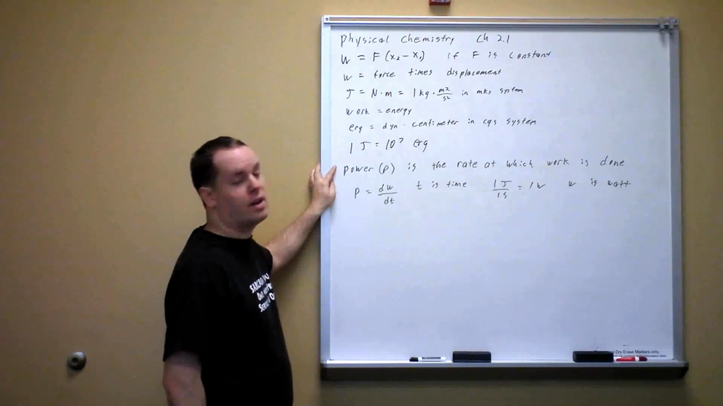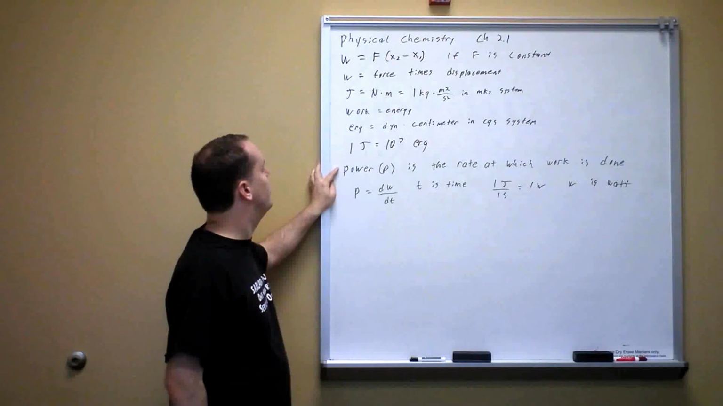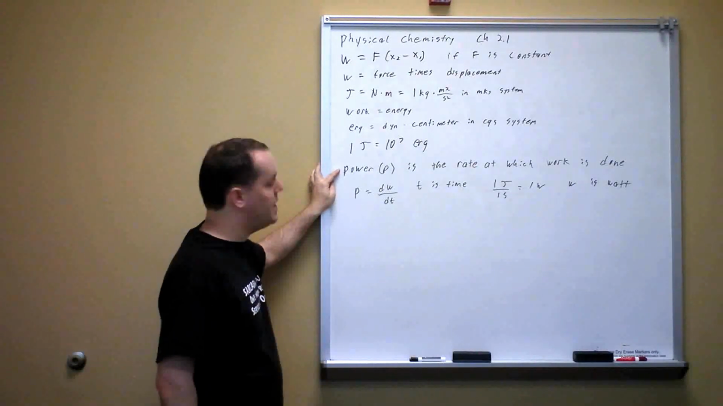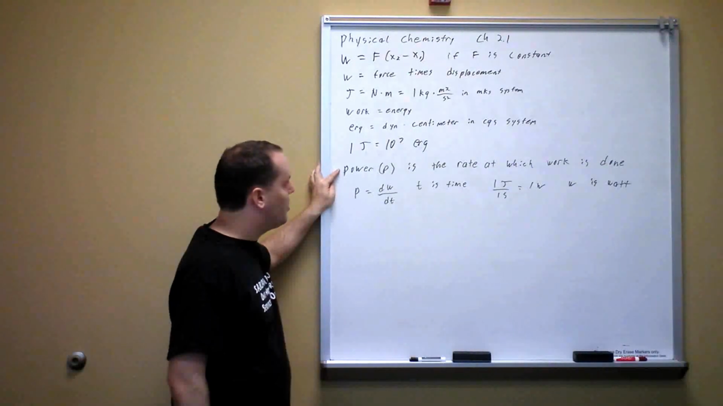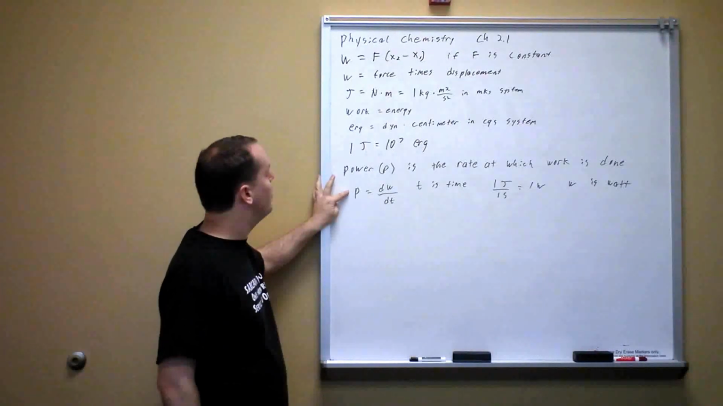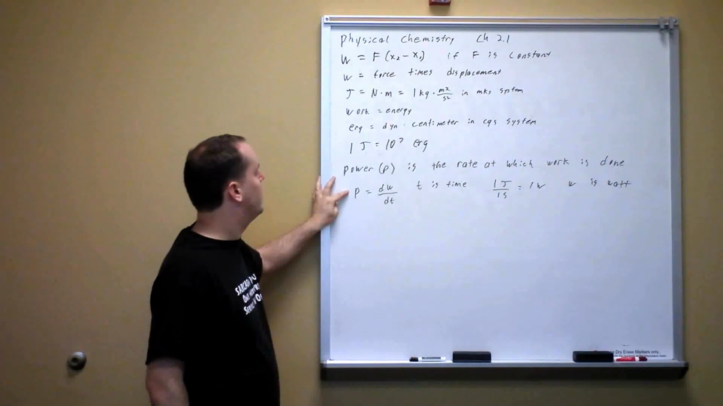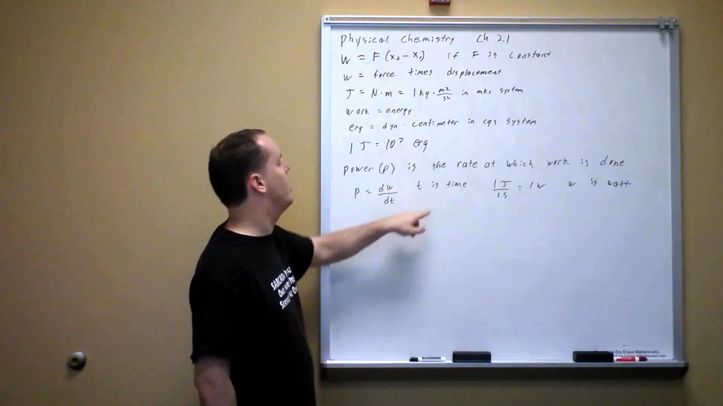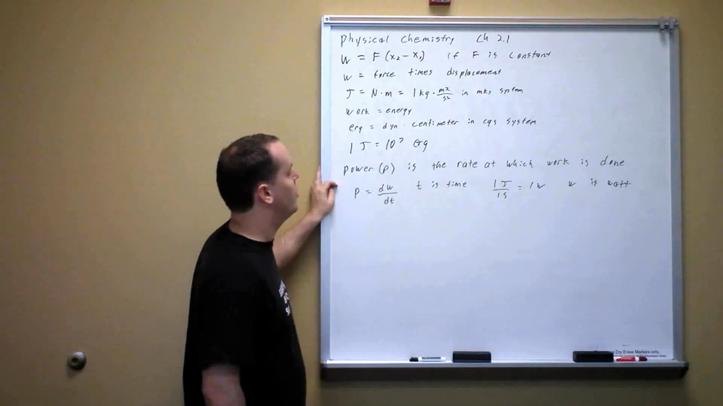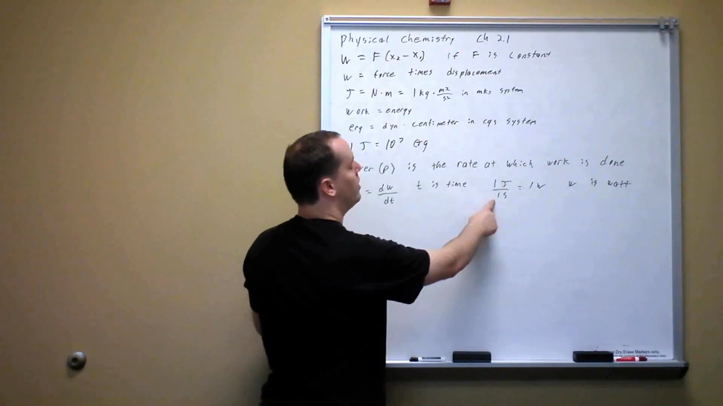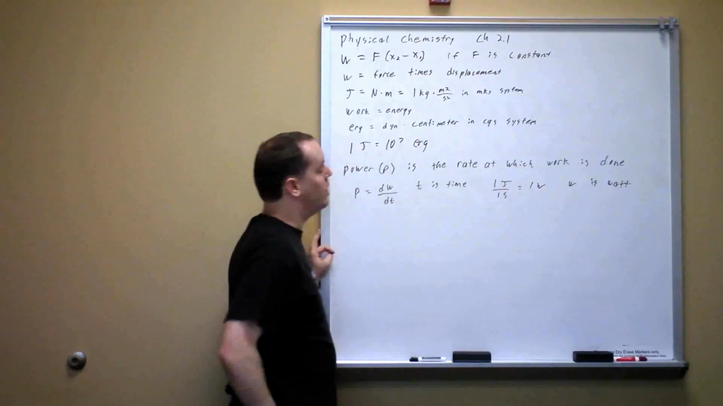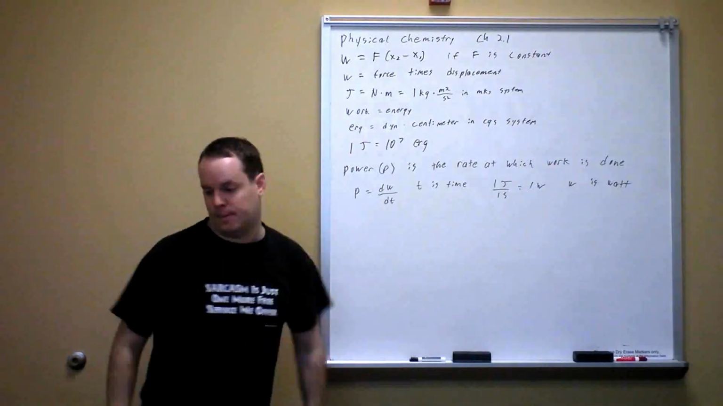Now power, we're not going to use very much in this class, but just to mention it anyway, power, measured by P, yes, same as pressure, is the rate at which work is done. So power is the derivative of work with respect to time. t is time, lowercase t is time. So if you have 1 joule in 1 second, that's 1 W, which is the watt.